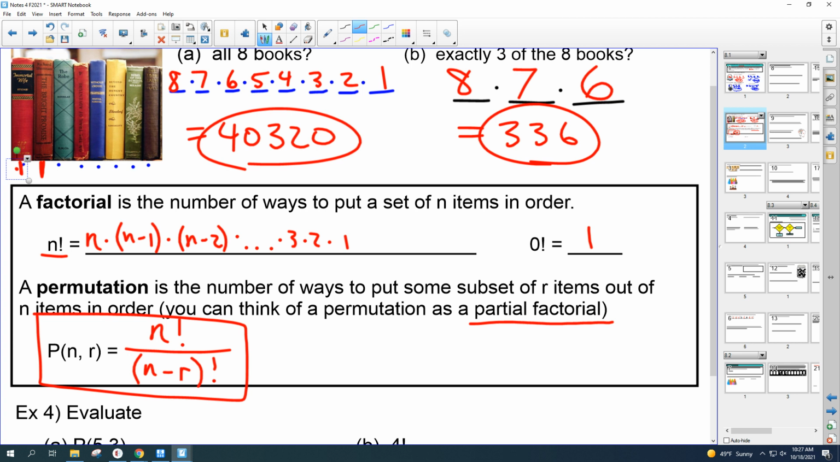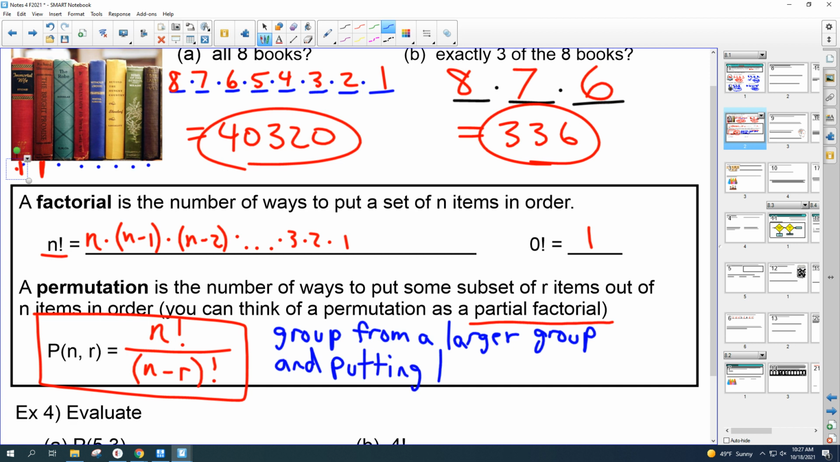So at some point, I'm going to ask you, is this a group from a larger group? We're taking a group of items out of a larger group of items, and putting them in order. This is exactly what we did in part B up above. We took 3 of those books out of a larger group of 8 of those books and put them in order. It was a part of a factorial because we just did 8 times 7 times 6.